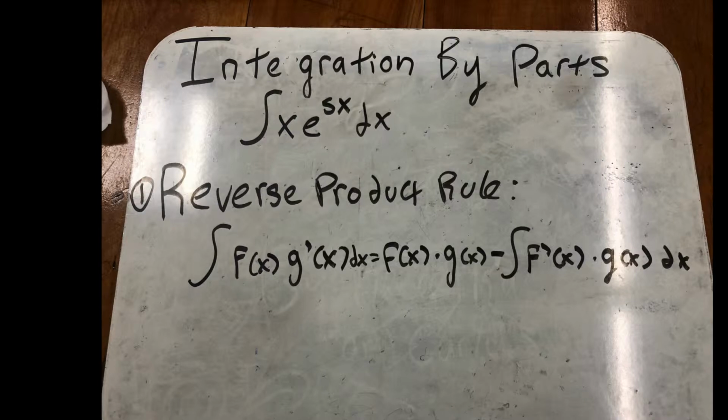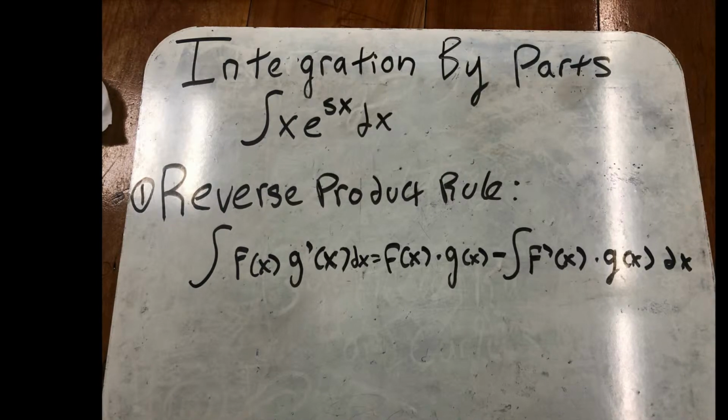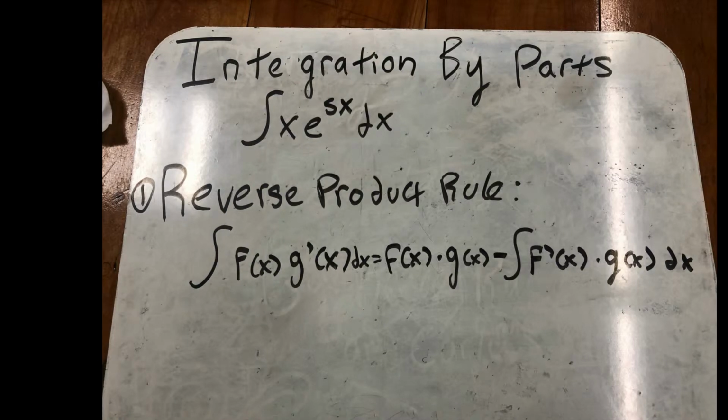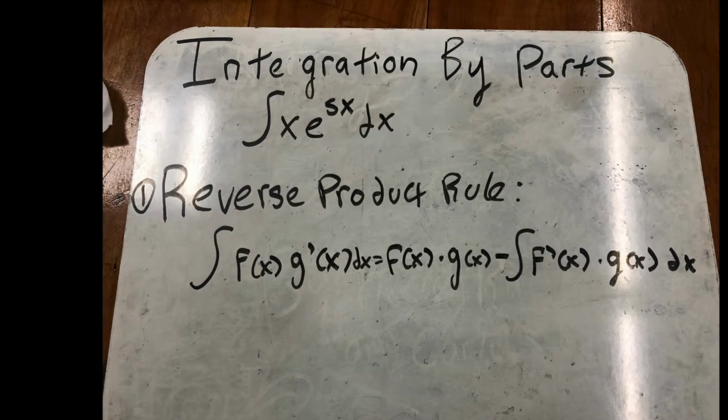The first technique for integration is integration by parts. And our first example is the integral of x times e to the 5x dx. To find this, we are going to use the reverse product rule, which is shown here.